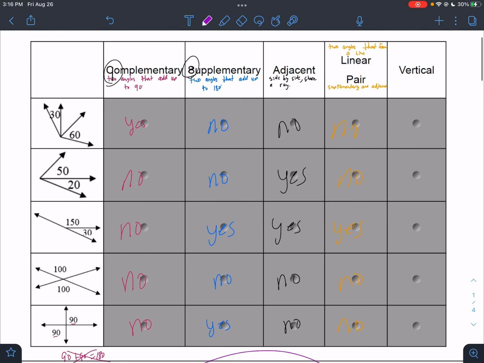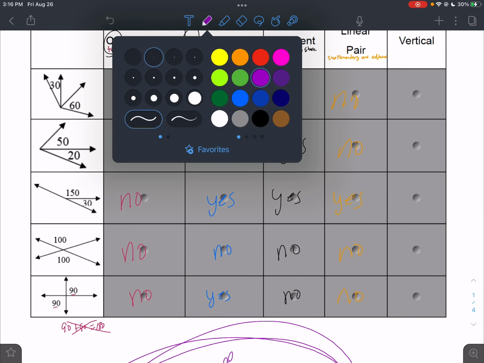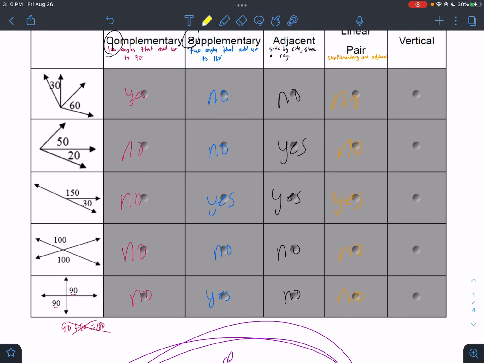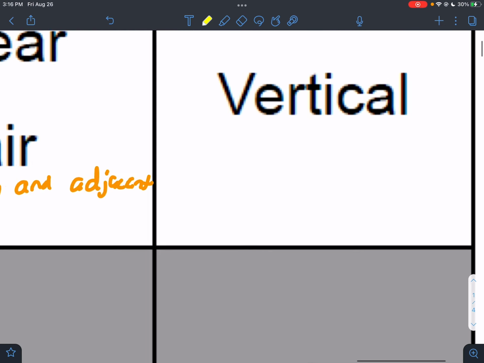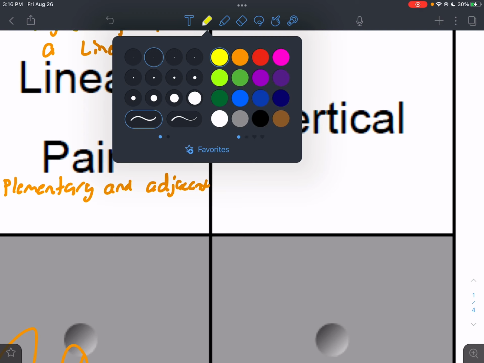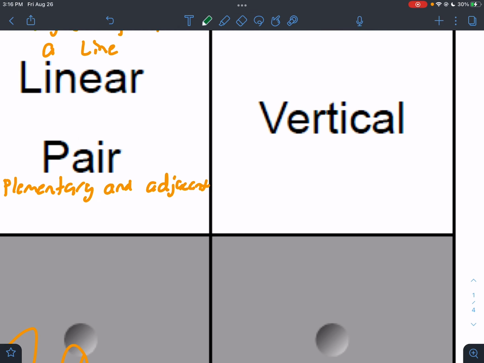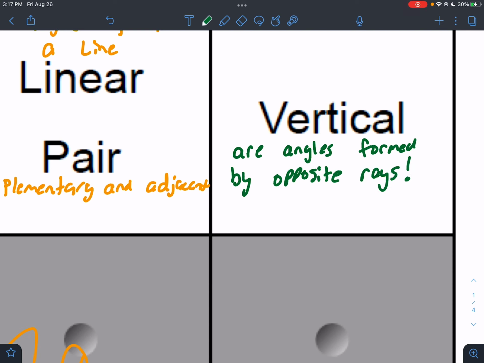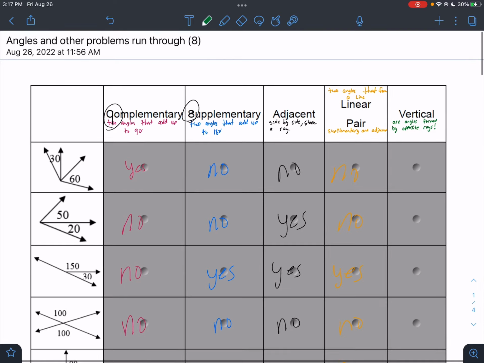Yes. All right, and then maybe the most confusing of the group, vertical angles. So what is a vertical angle? What color are we going to use? Let's go green. Vertical angles are, there's a few ways to put it, but I'm going to say that vertical angles are angles formed by opposite rays. That might not make much sense to you. You have to know what opposite rays are. But they're the angles formed by opposite rays.